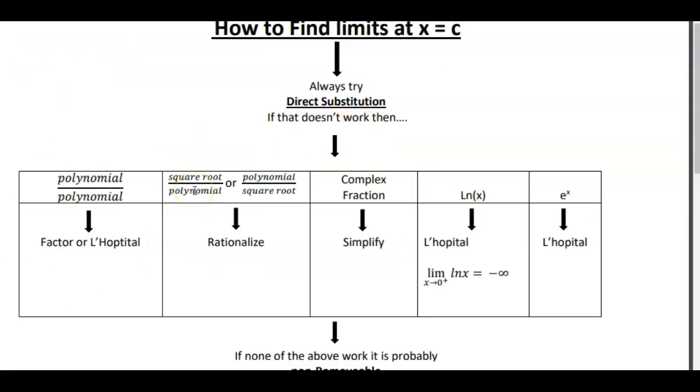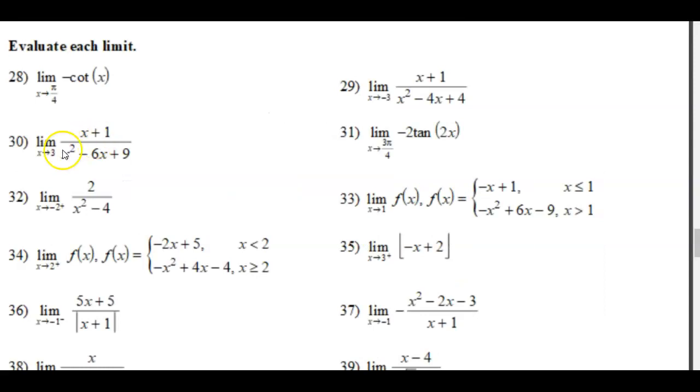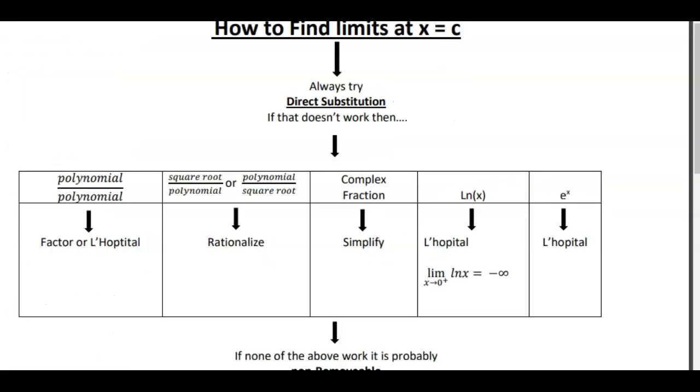one of these things. Do I have a polynomial over a polynomial? Do I have a square root or a complex fraction, a natural log, or an e? Well, in this case, we have a polynomial, right? It's polynomial over polynomial. And when that's the case, you can either factor or L'Hopital. You don't need to try both. If this one fails, L'Hopital is not going to work either. If L'Hopital doesn't work, then factoring is not going to work.